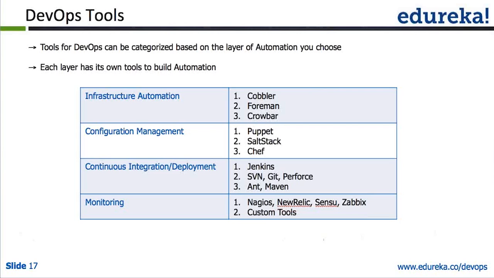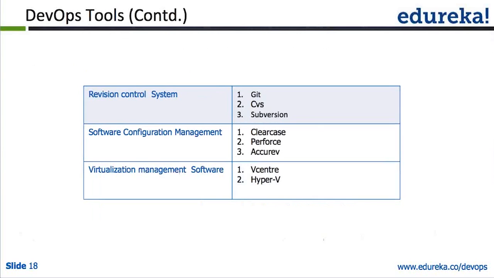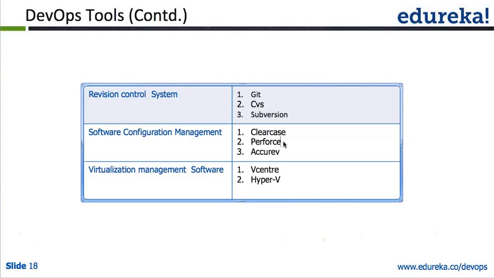Okay, let's move on to the next one. Some of the other DevOps tools. So revision control system, Git, CVS, or Subversion. Subversion is known as SVN as well. Software configuration management. So Perforce is again very, very popular. Virtualization, the hypervisor like vCenter, Hyper-V, and all that.